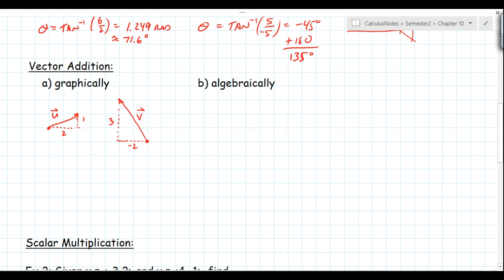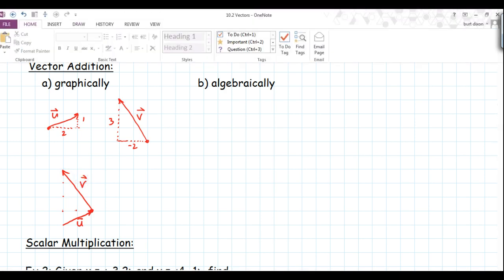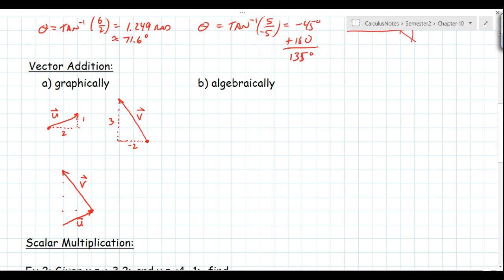I can add those graphically by making a copy of each one and connecting them head to tail. So here's vector u. And then vector v is going to go 2 units to the left. So I start at the end of vector u to start vector v. So I'm going to go 2 units to the left and 3 units up. There's vector v. So see, I connect them head to tail. And then my resultant is the vector that starts at the beginning of u and goes to the end of v. Okay, so that is called the resultant vector. That's what you get when you add two vectors together.